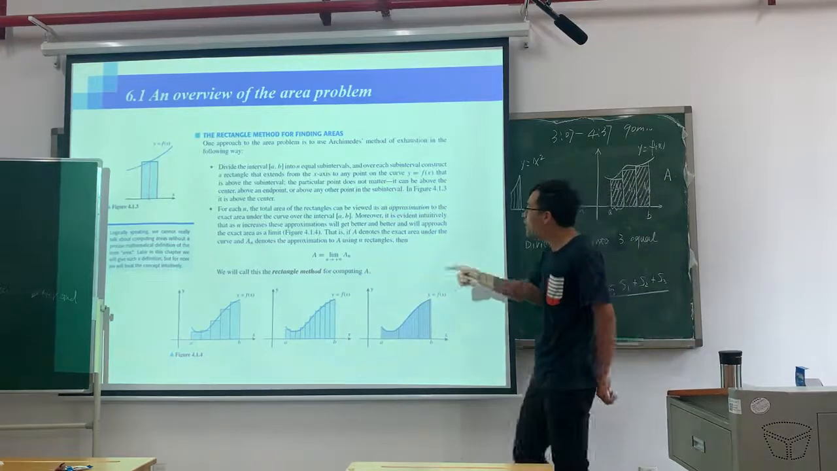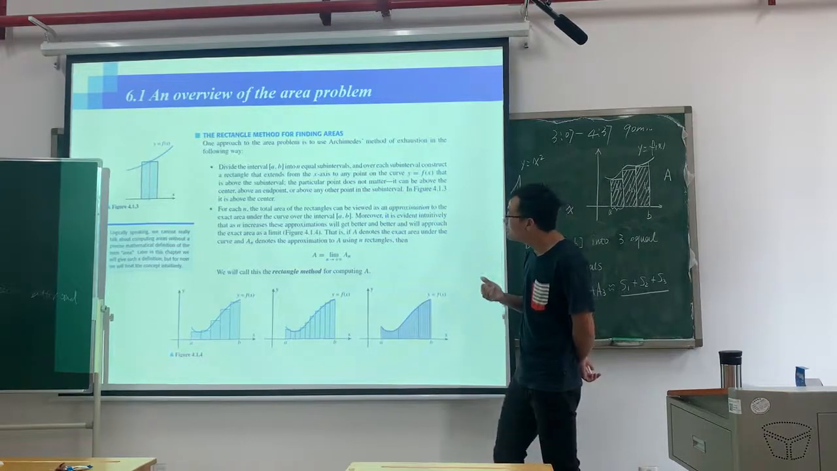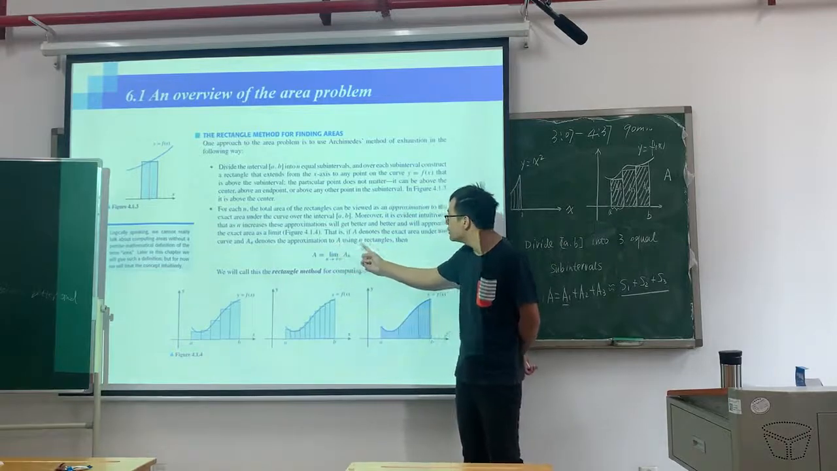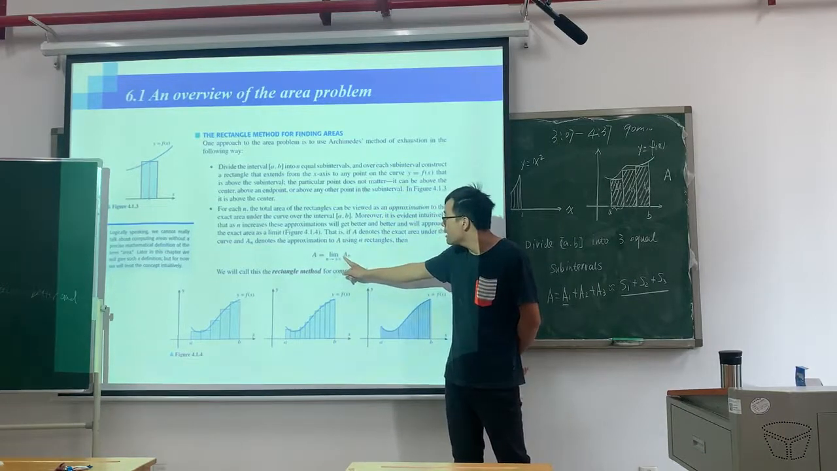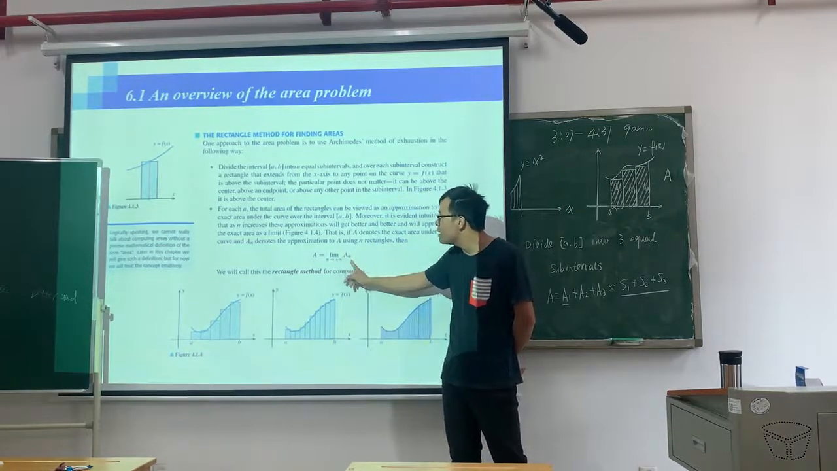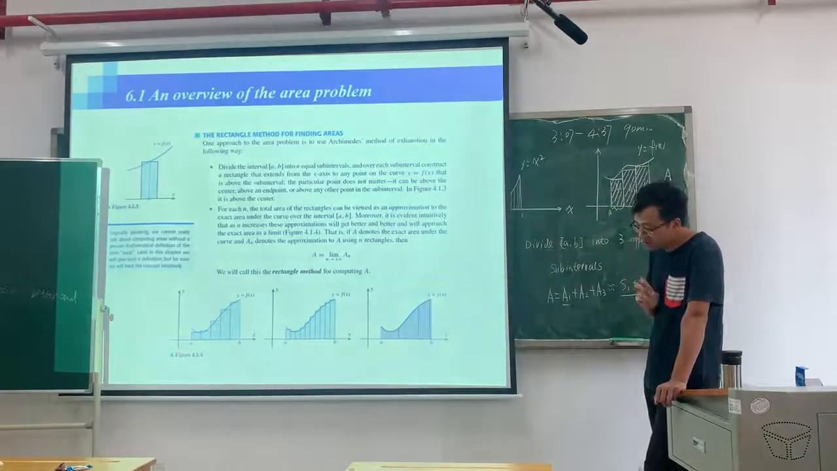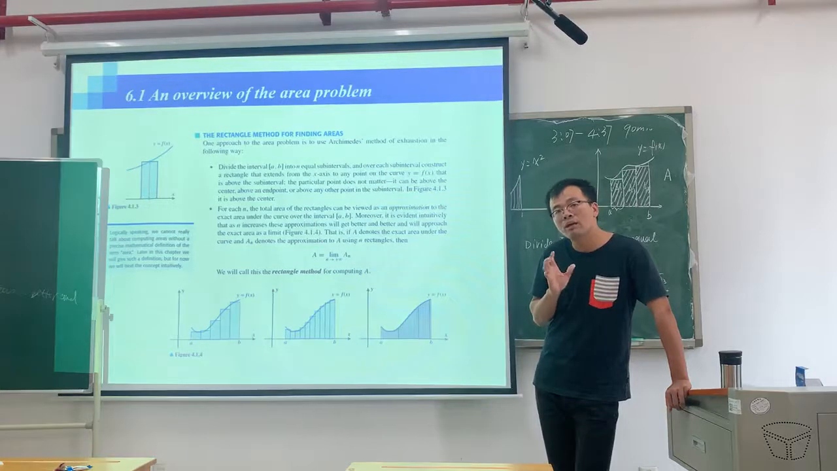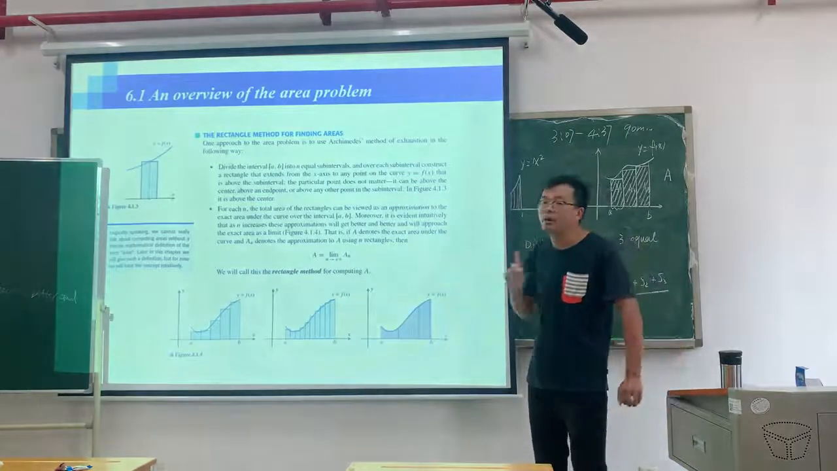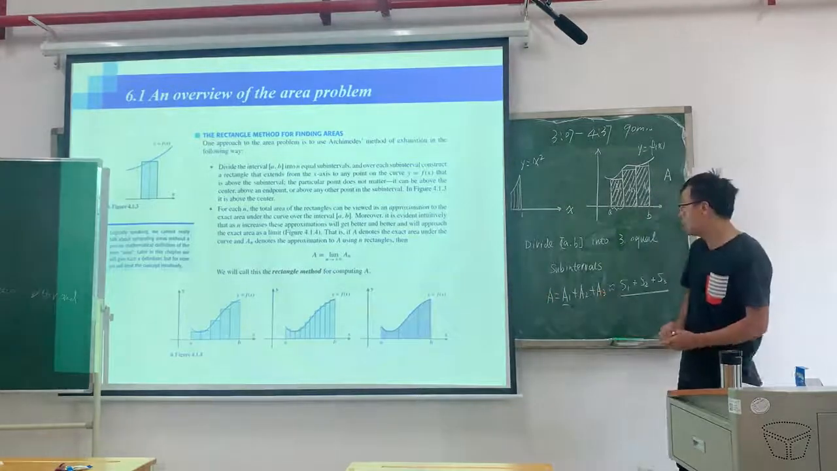That is, if A denotes the exact area under the curve, and An denotes the approximation to A using n rectangles, then we have this conclusion: the limit as n approaches plus infinity of An is A. So this is the first method. In this method, we just use more and more small rectangles to approximate the area. So I give an example of this method.